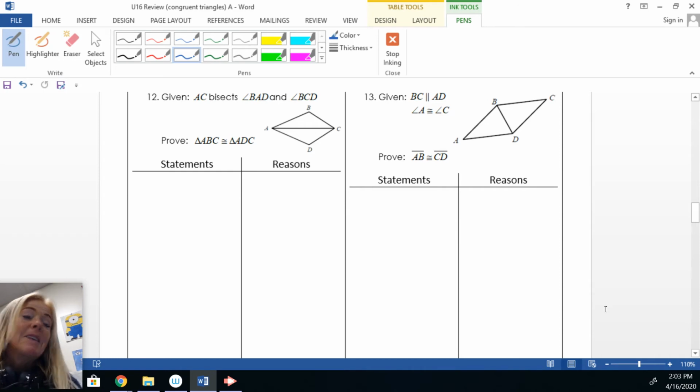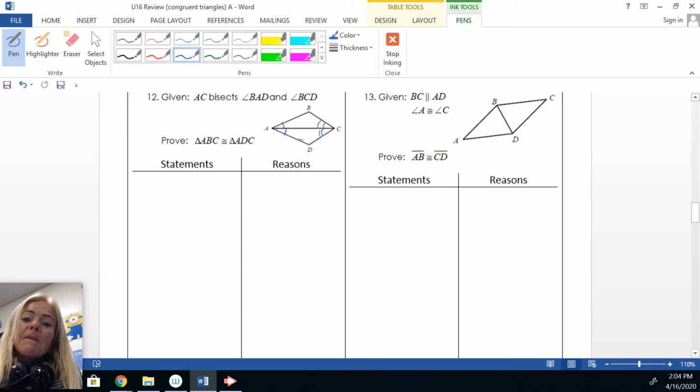All right, so first thing we're going to do is analyze. Given AC bisects angle BAD and angle BCD. So you're given that. Let's mark that real quick. If AC is a bisector of the two angles, first is angle BAD, which is right here. So that means those are congruent. And BCD, these are congruent.